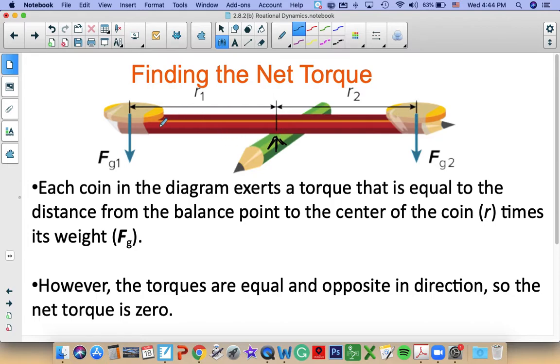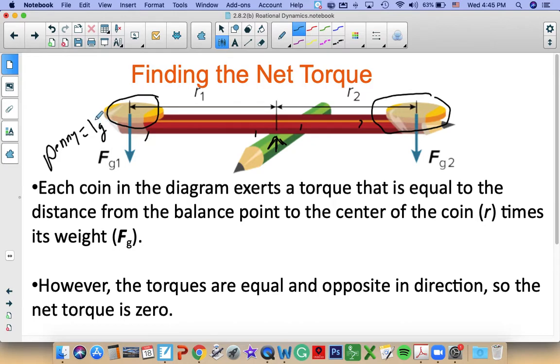Okay, so thinking about net torque in this situation, if we have a single penny down here and a penny down here, and we assume that this is the same length as this part, then we can say that is a balanced system. A penny is usually 1 gram.